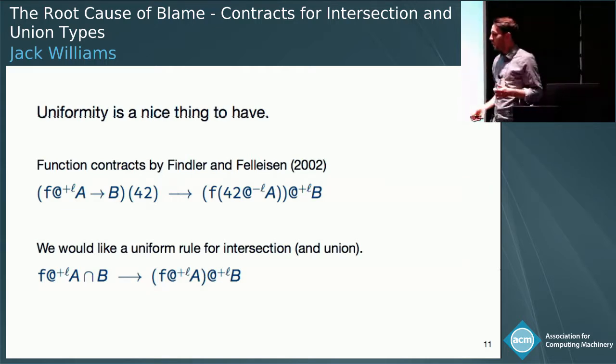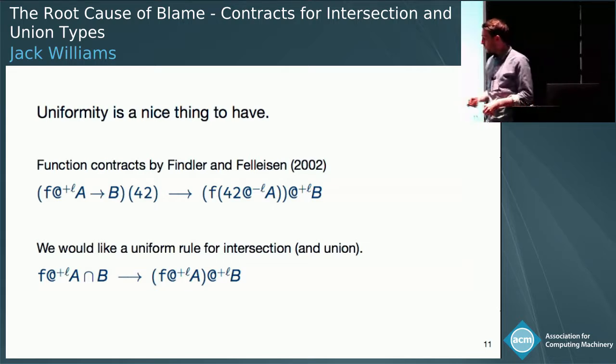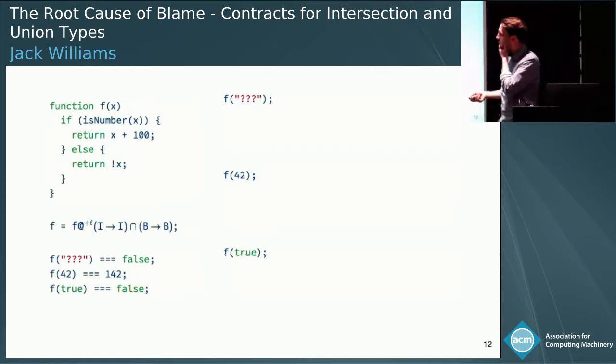Well, we would like a nice uniform rule that doesn't care what A and B are. So we might say, well, to monitor something that's A intersect B, we just monitor against A and then monitor against B. So we split them like that. But if we follow that through, what happens? Well, let's go back to our example. Now we've got the intersection contract.